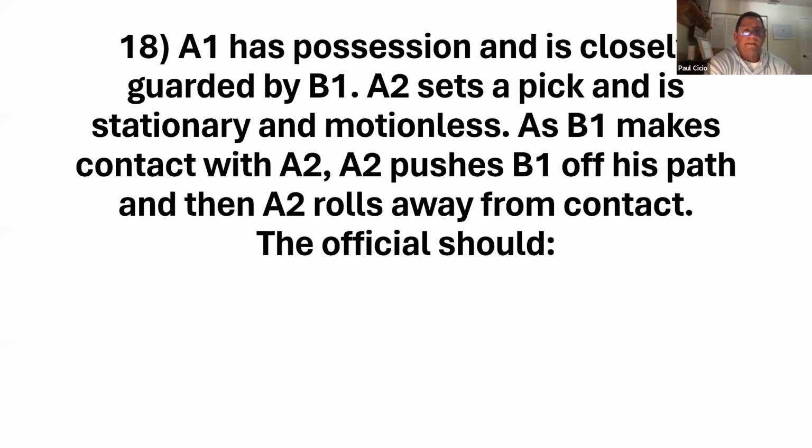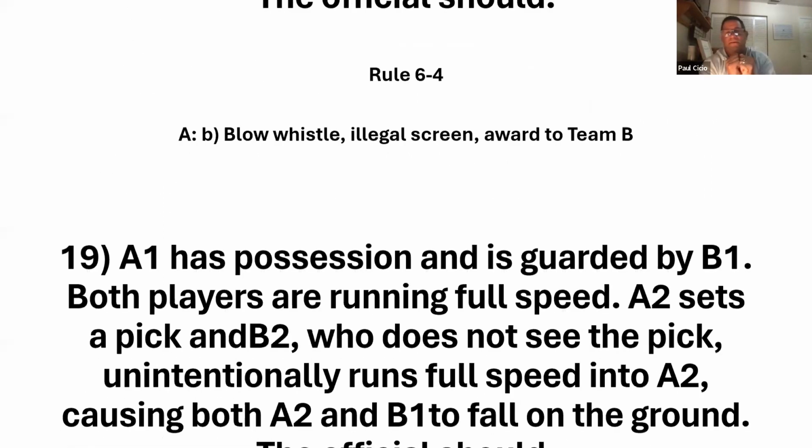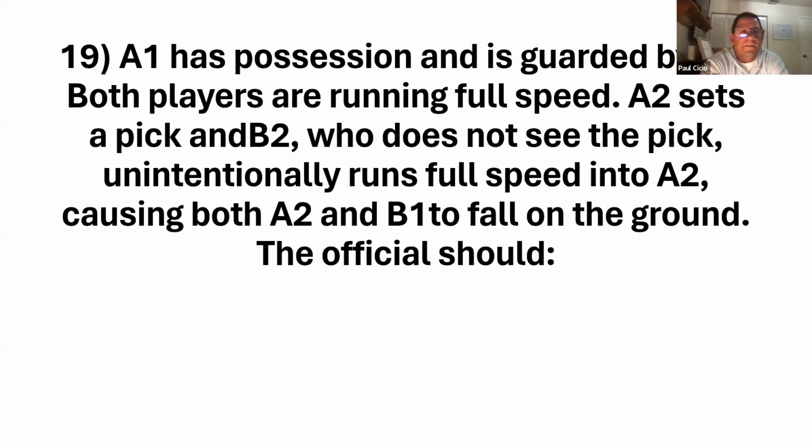18. A1 has possession and is closely guarded by B1. A2 sets a pick and is stationary and motionless. As B1 makes contact with A2, A2 pushes B1 off his path, and then A2 rolls away. What do you have there? All right, it's an illegal screen. Anytime there's contact, he's got to be motionless. It sounds like he leaned into it and made contact.